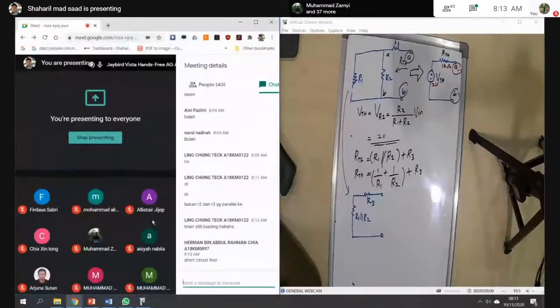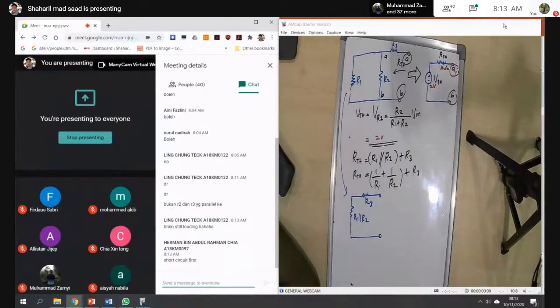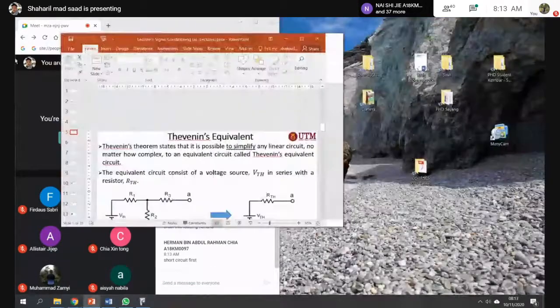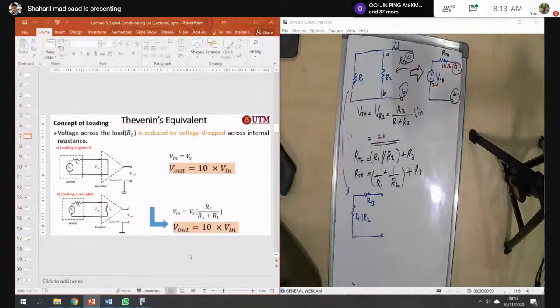Okay. Short circuit first. Yep, good. Short circuit first. Okay, now next is, what else? Okay, right. Tutorial happening. Okay, concept of loading.